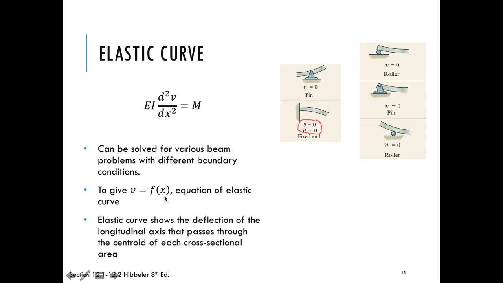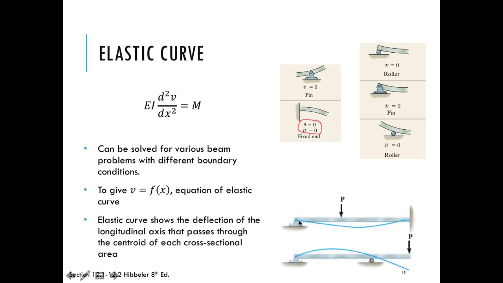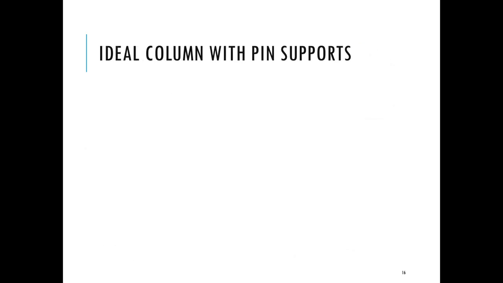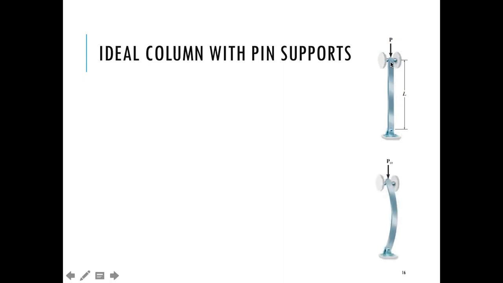If we do that, then for any given problem, we can actually draw out what the deflected shape of the beam is. Now, this is important for our buckling analysis because that is also actually a problem in beam bending with particular given boundary conditions. So let's go back to our ideal column with our pin supports. In this case, as we had discussed, we have two pin joints and an applied axial load P right here.